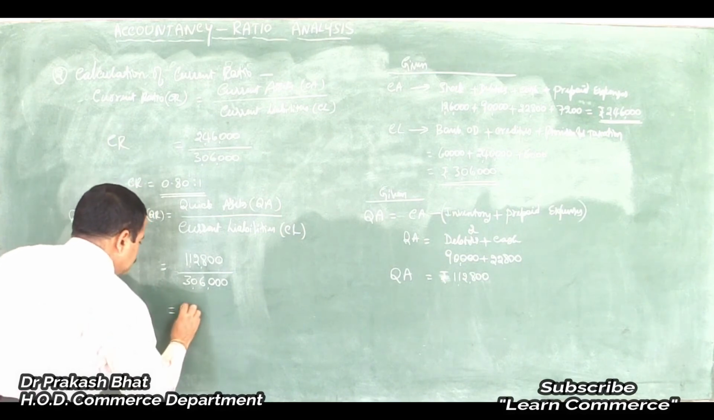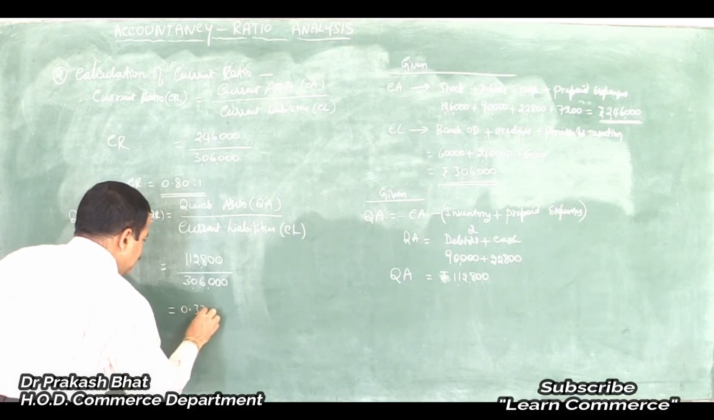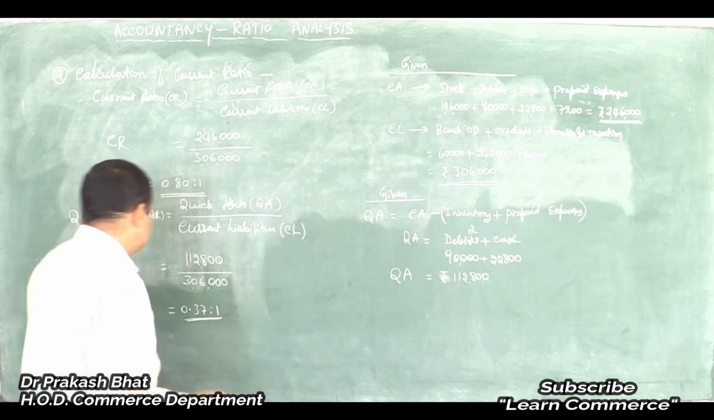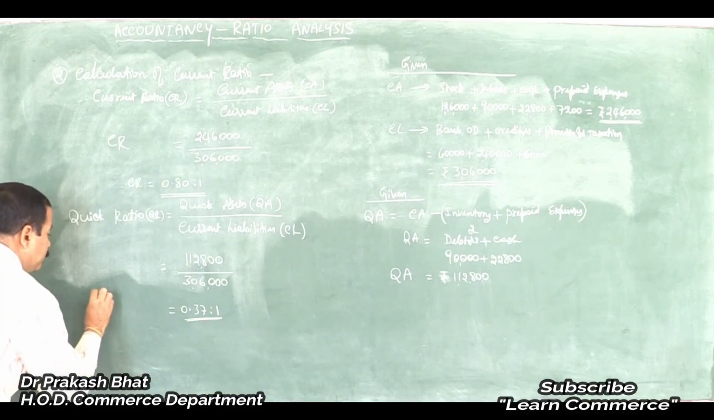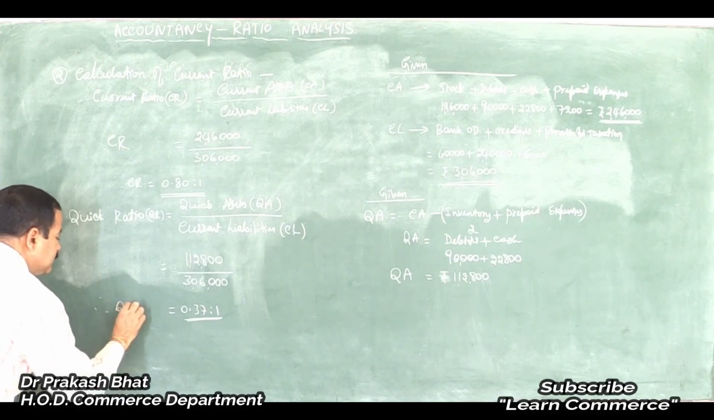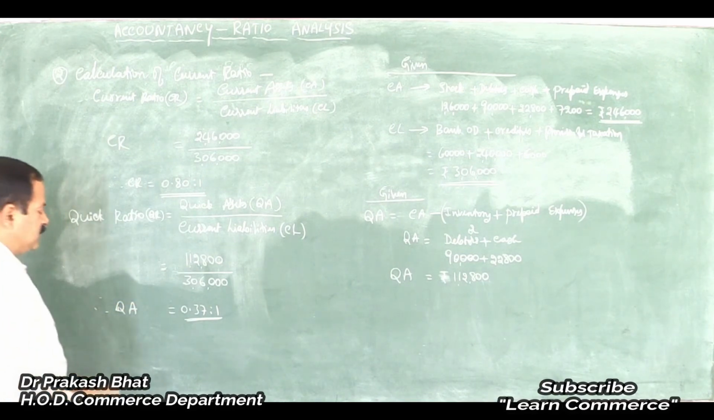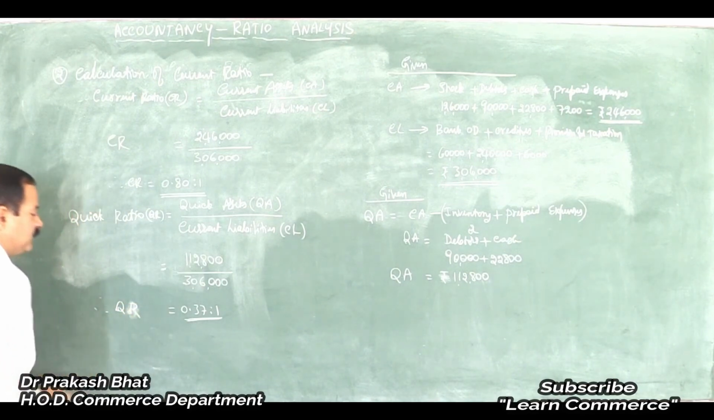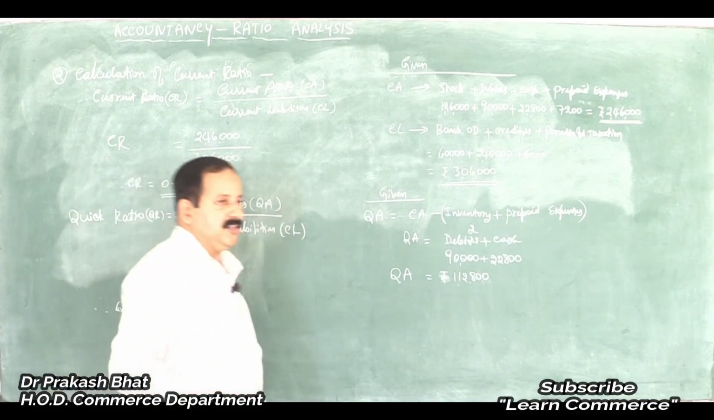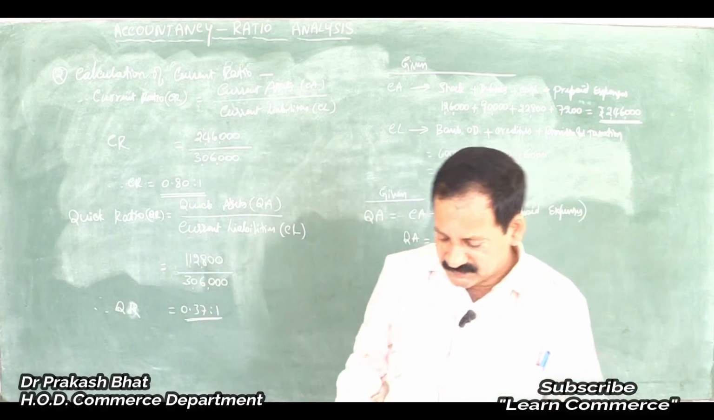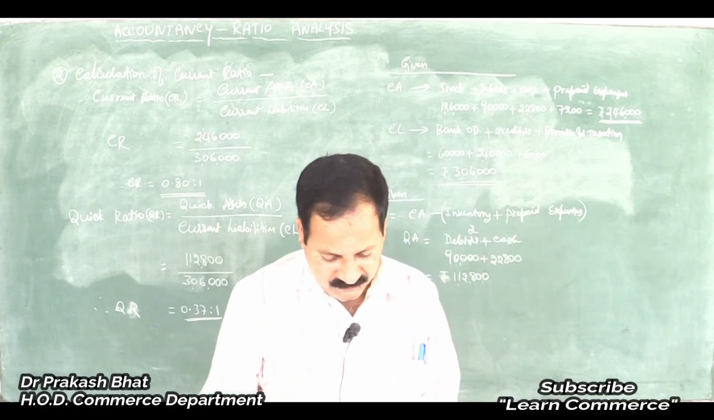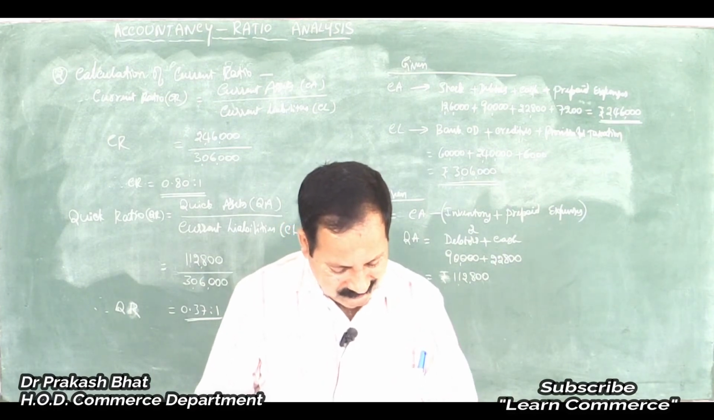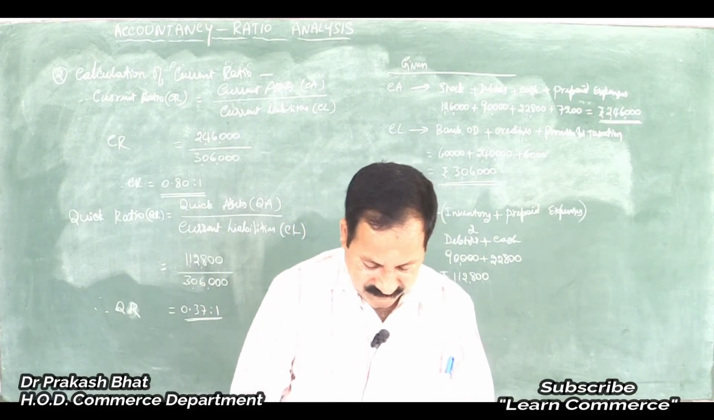Is equal to 0.37 is to 1. This is how you have to calculate. Therefore, quick ratio is equal to 0.37 to 1. This is how you have to solve a problem when the balance sheet is given. Now moving on to the third one. Very simple it is, isn't it?